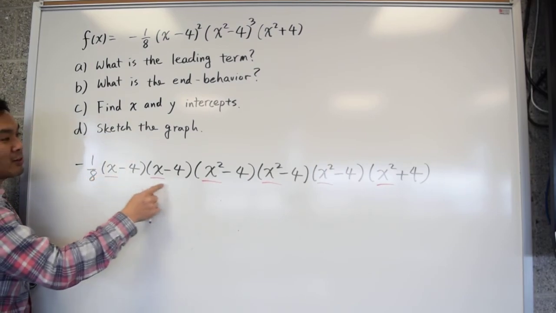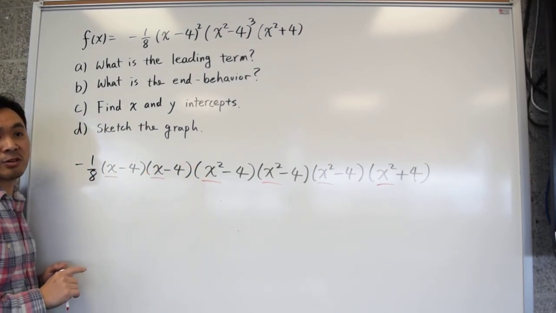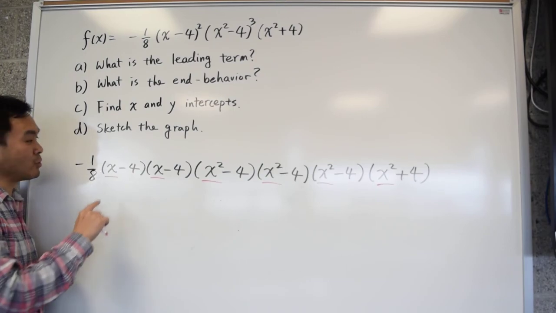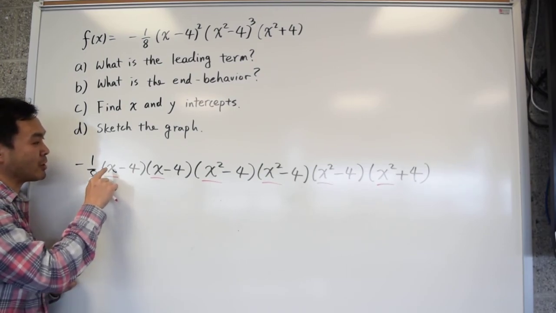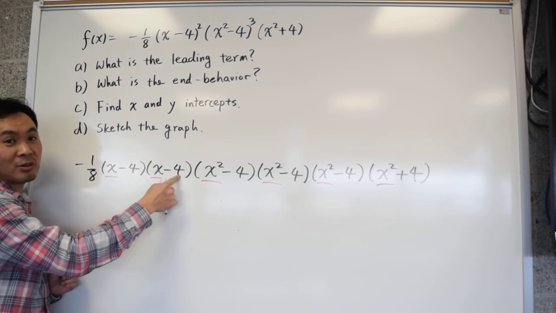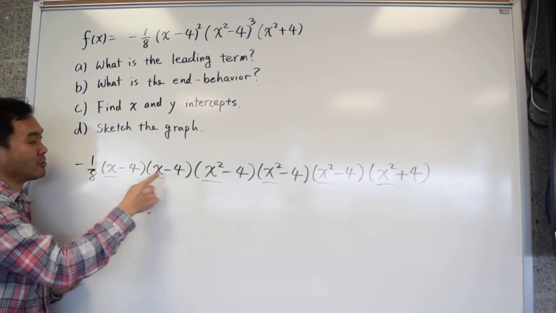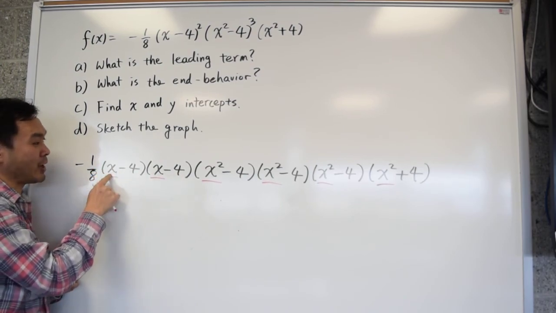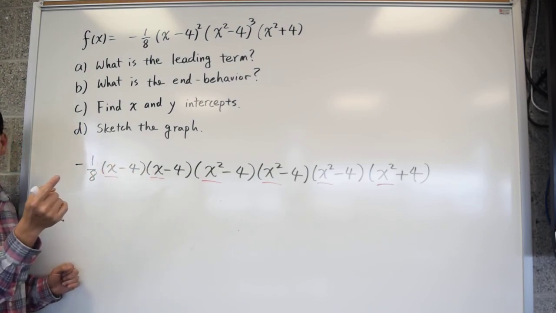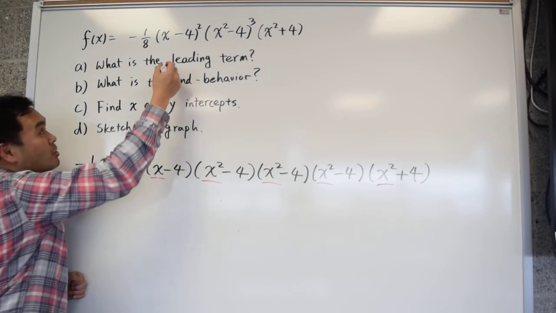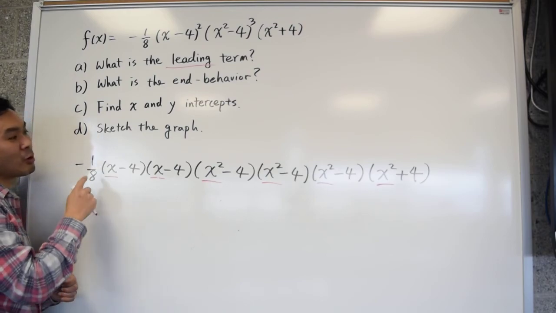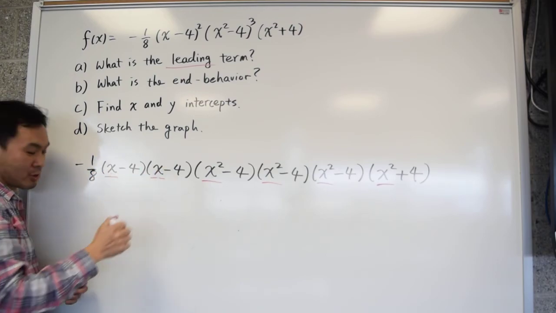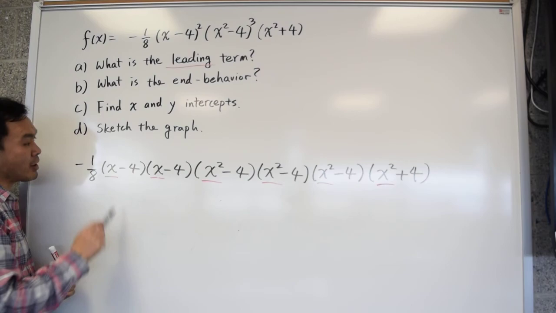Only if you multiply these underlined ones, you're going to get the highest order. If you choose something else, if I choose to multiply this with this, for example, it won't be as high as the order of the polynomial you get by multiplying x by x. Agreed? Okay, so because we're just looking for the leading term, we just multiply all the higher orders.